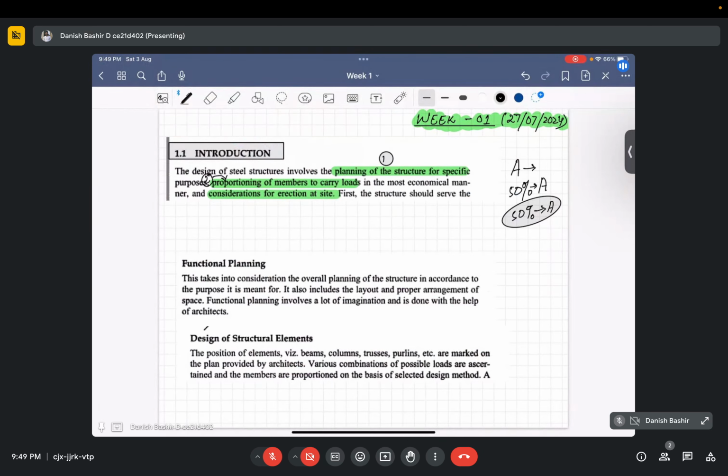So I was discussing that 50% of the material is not being used to carry the loads, so it's wastage of the material. Then we have to see that the design we have done possesses adequate strength to withstand the direct and the induced forces to which it may be subjected during its lifespan. So one more important thing is its adequate strength. It should have adequate strength.